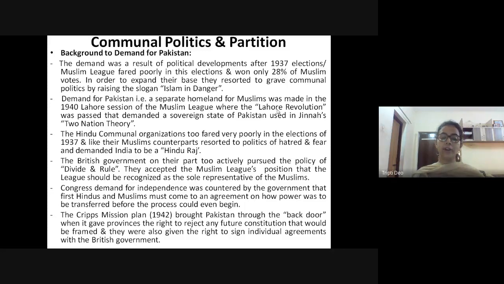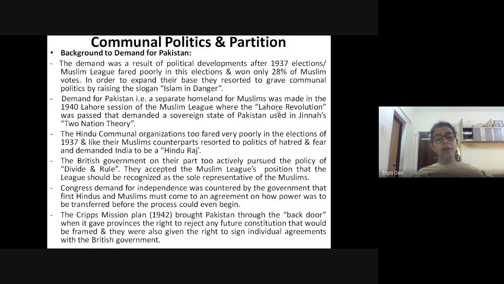And by 1940, at the Muslim League's Lahore session, it said that there's nothing that we want except this. The Lahore Resolution was based on the two nation theory, that India is not the place for Muslims and Muslims must have a separate state. And they wanted to call that Pakistan. So the concept of the two nation theory started to pick up majorly by 1940.